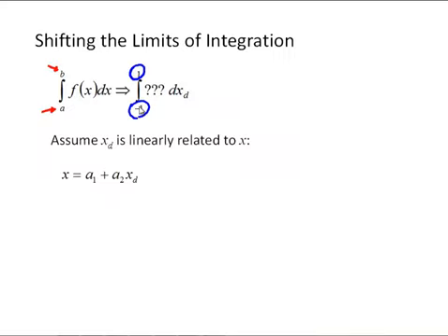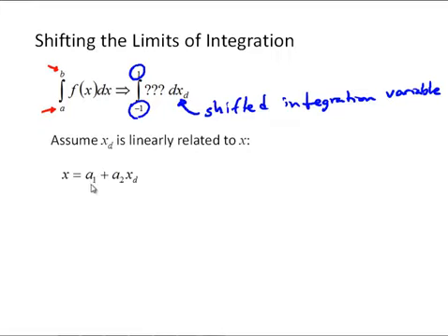So in order to implement this integration approach, we're going to need to introduce a shifted integration variable, and we'll call that variable xd, and we're going to assume that xd is linearly related to x. In doing so, we would have x is equal to a1 plus a2 xd, and we just need to find a1 and a2 in order to carry out this shift. We can do that by setting these 2 equations.